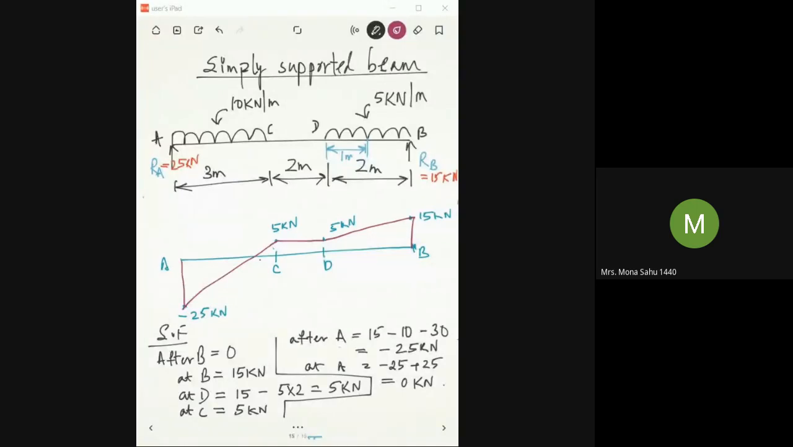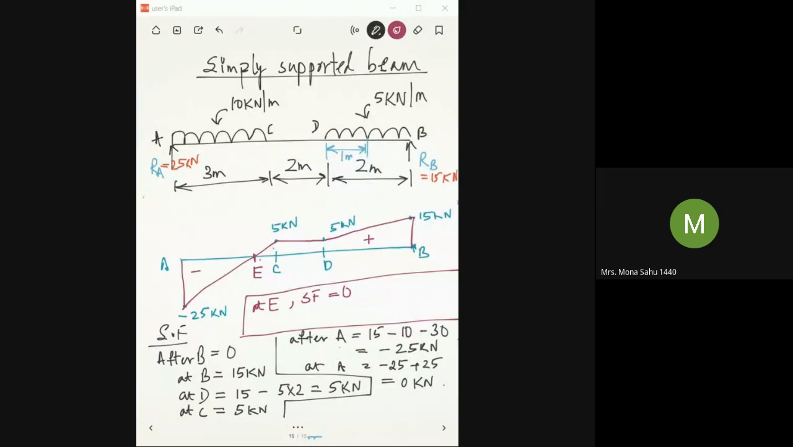Okay, so if you notice here, you have a positive and a negative shear force diagram. There is an intersection point here, which we take as E. We need to do a little more calculation here. At point E, if you see the diagram, the shear force is equal to 0.